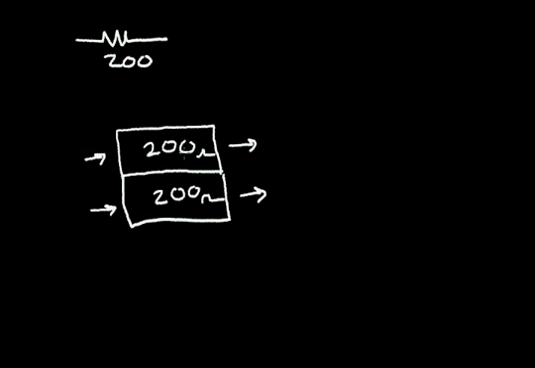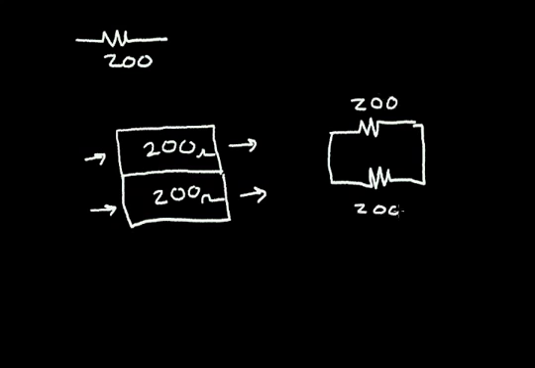So now I can draw the schematic for this. The top resistor is 200 ohms, and it's connected in parallel with the bottom resistor that's also 200 ohms. And since this forms one square, and the sheet resistance is 100 ohms per square, I know that the equivalent of these two parallel resistors is 100 ohms.